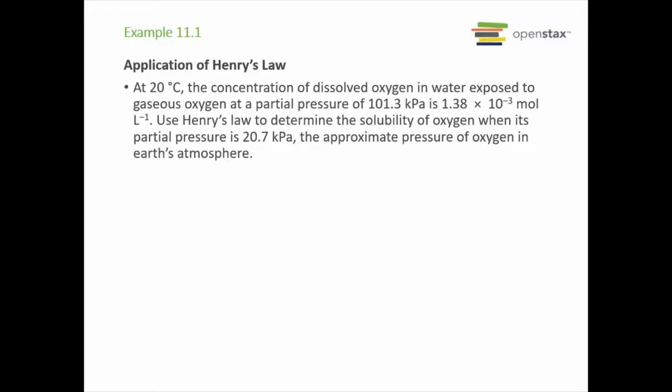So let's go ahead and look at an example using Henry's law. We're told that at 20 degrees Celsius, the concentration of dissolved oxygen in water exposed to gaseous oxygen at a partial pressure of 101.3 kilopascals is 1.38 times 10 to the negative third moles per liter. Use Henry's law to determine the solubility of oxygen when its partial pressure is 20.7 kilopascals, the approximate pressure of oxygen in Earth's atmosphere. So let's first write down Henry's law, that Cg is equal to K Pg.